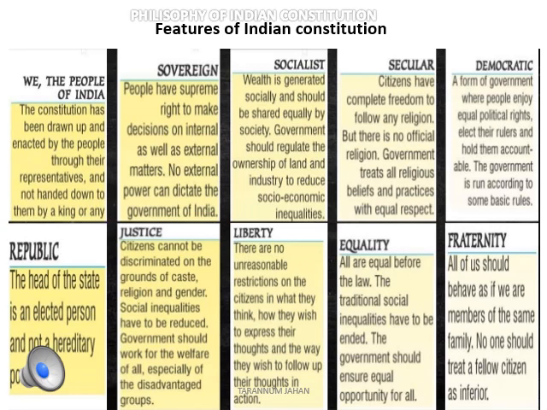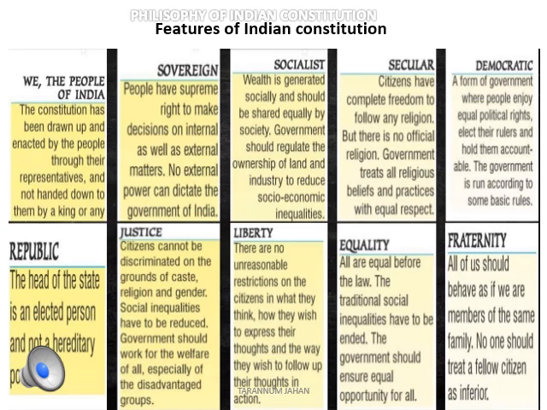Then justice. Citizens cannot be discriminated against on the ground of caste, religion and gender. Social inequalities have to be reduced. Government should work for the welfare of all, especially of the disadvantaged groups. Then comes liberty. There are no unreasonable restrictions on the citizen in what they think, how they wish to express their thoughts, and the way they wish to follow up their thoughts in action.